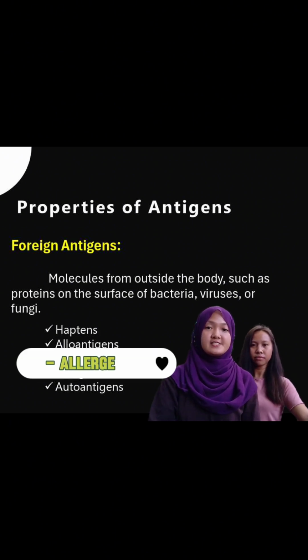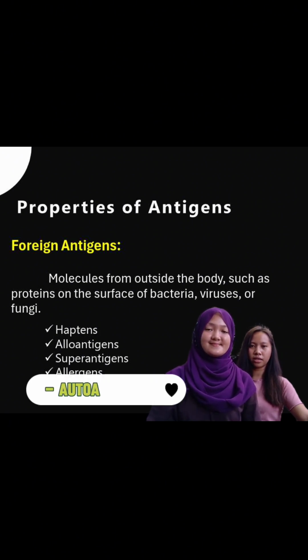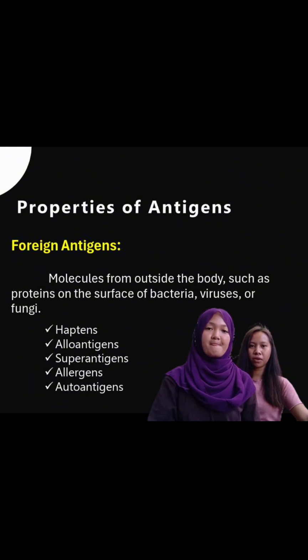Then the allergens, which trigger allergic reactions. They are harmless, but the immune system mistakenly sees them as dangerous. The symptoms are sneezing, itching, and swelling. Autoantigens, or double agents, are parts of the body's own cells, and the immune system mistakenly attacks healthy cells or tissues in our body. That results in an autoimmune disease.